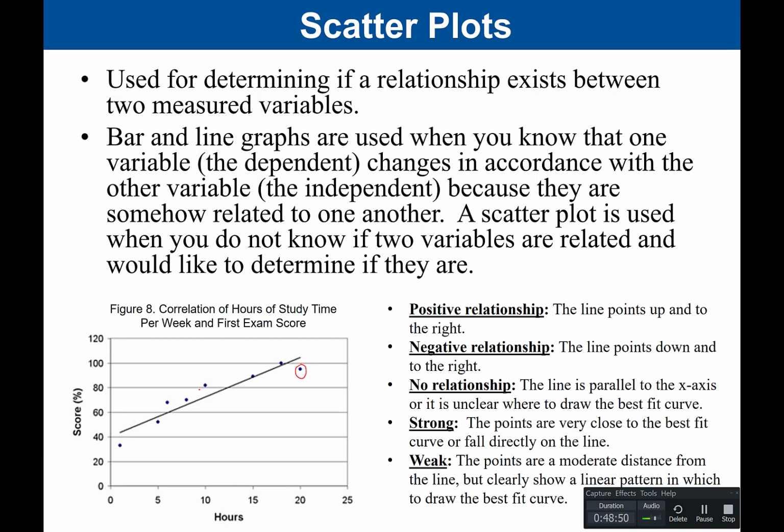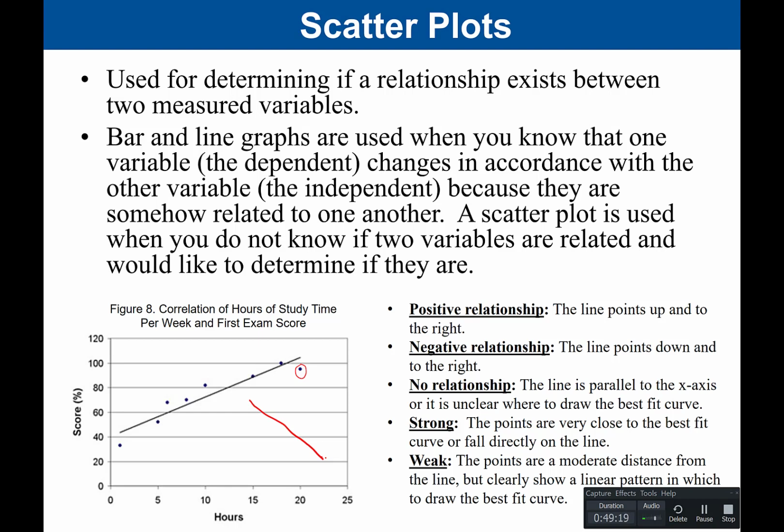A negative relationship would be when the line points down and to the right. So if I'm graphing this and my line goes this way, that would be a negative relationship, because that means that as my hours go up, my score goes down. That's an inverse relationship or a negative relationship. So a negative relationship is where the line goes down and to the right.